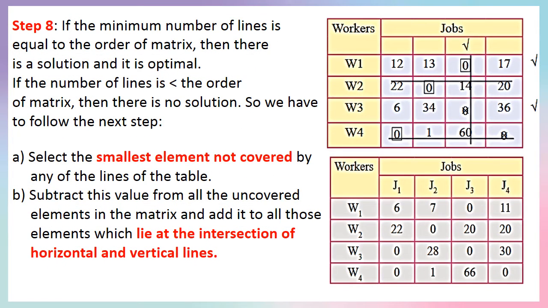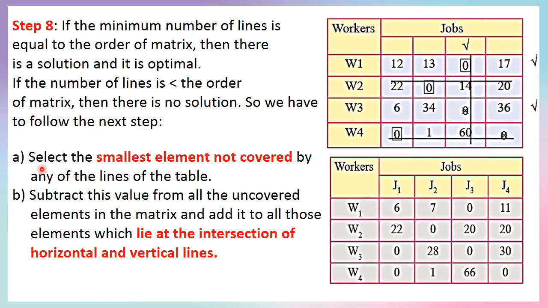Next step, if the minimum number of lines drawn is equal to the order of the matrix, then there is a solution and it is optimal. Order of the matrix here means there are 4 workers and 4 jobs, so we are getting a 4 by 4 matrix. So 4 is the order. Here we have 3 lines, which is less than the order of the matrix, so there is no optimal solution. So we have to follow the next step.